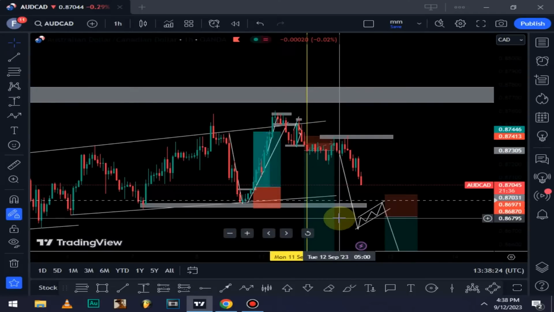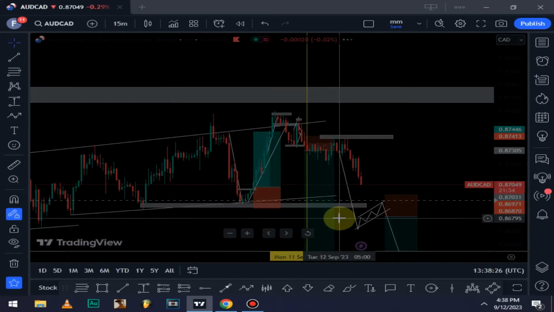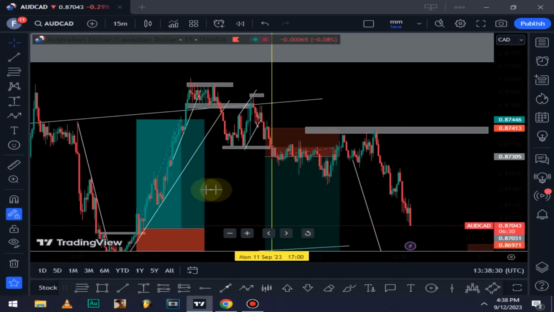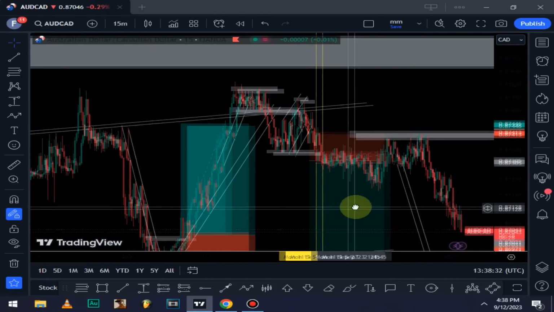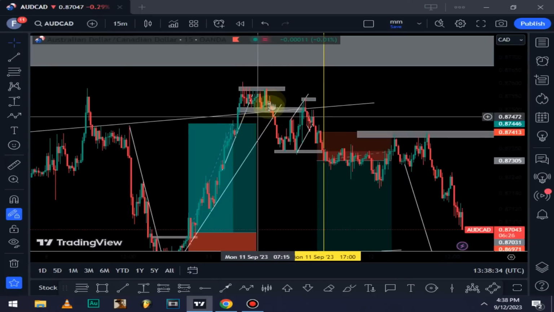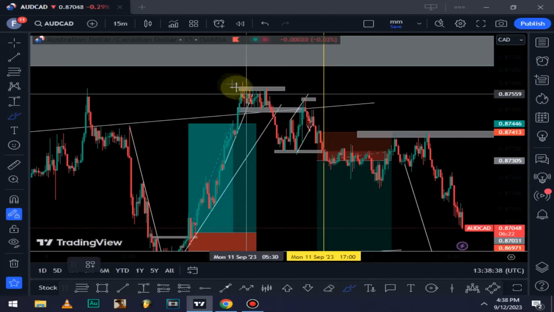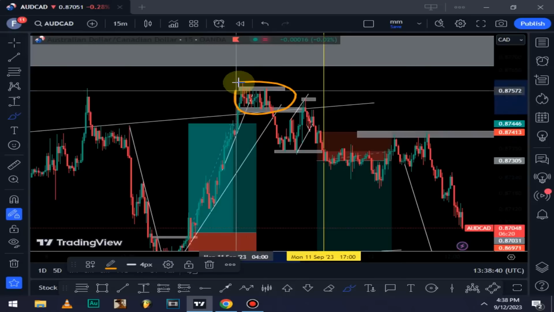Let's go back to the 15 until the 1 minute. Okay, now, so already when I woke up, price was around this zone. All right, price was actually trading sideways over here. So I just had to identify that, right?